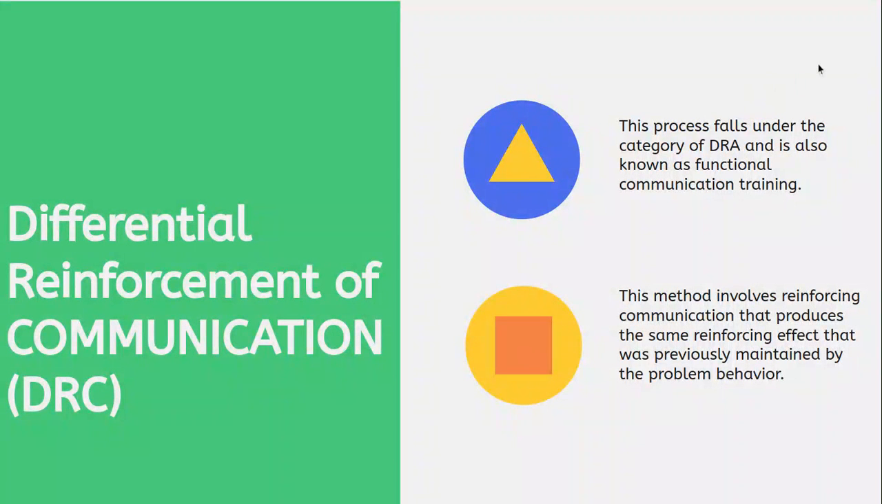Then the third type of differential reinforcement I'm going to go over is differential reinforcement of communication, or DRC. This process falls under the category of DRA since you would be reinforcing an alternative behavior, only this one is specifically about communication. This process is also known as functional communication training, and it involves reinforcing communication that produces the same reinforcing effect that was previously maintained by the problem behavior. So, for example, if the function of behavior is attention, then the individual would be able to communicate their desire for attention rather than engaging in whatever problem behavior was occurring.